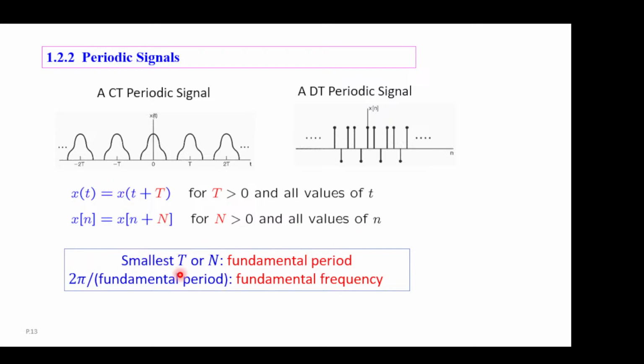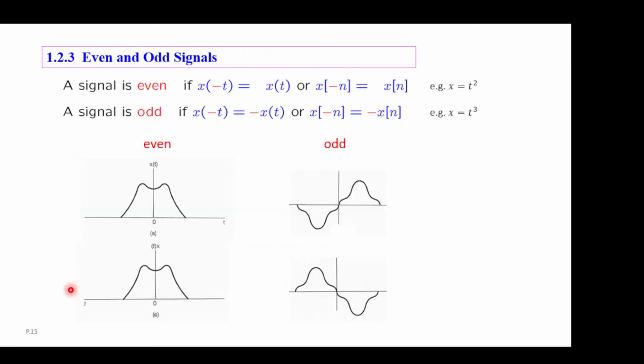You need to find the smallest big T satisfying this. And there is a fundamental frequency, which is calculated as 2 pi divided by the fundamental period you just found. And so the result is that the fundamental period times the fundamental frequency gives you 2 pi. So those are periodic signals.